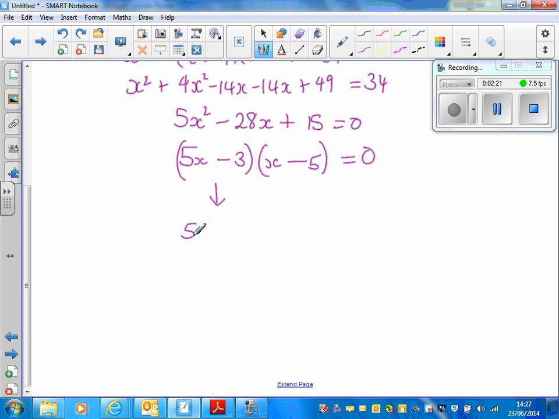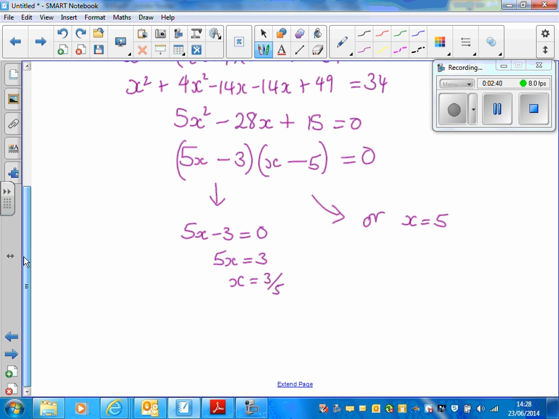Here, the value of x is obtained by putting 5x minus 3 equal to 0, because it could be that this bracket is 0. Adding 3 to both sides, 5x is 3, which means that x is 3/5. Or this bracket could be 0, in which case x is equal to 5.